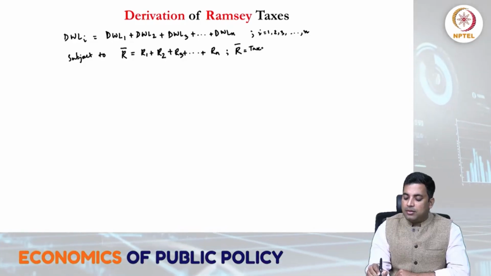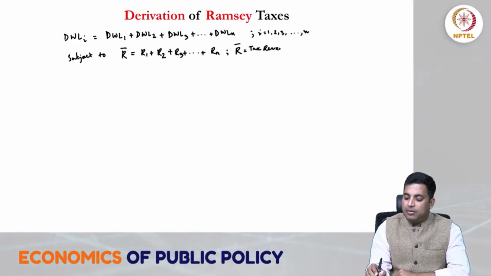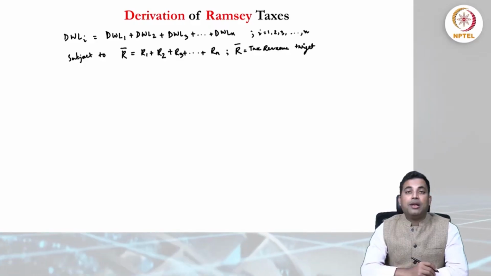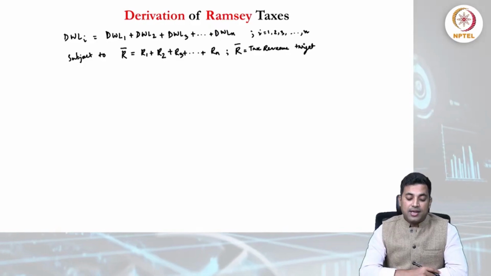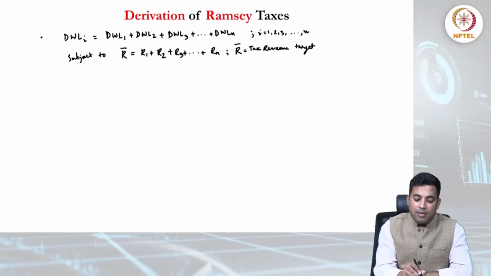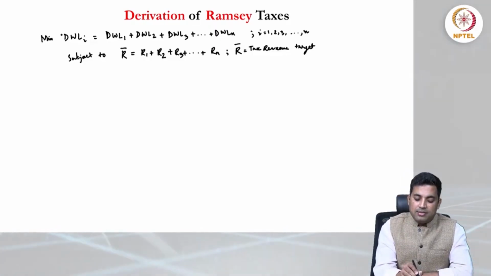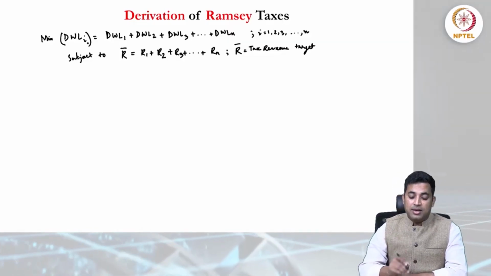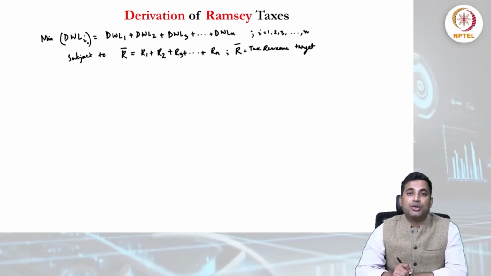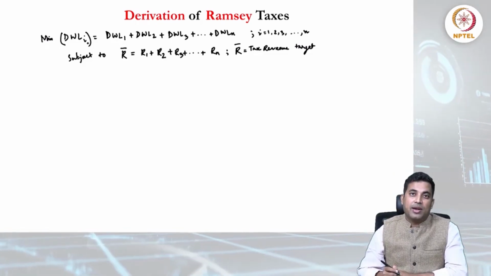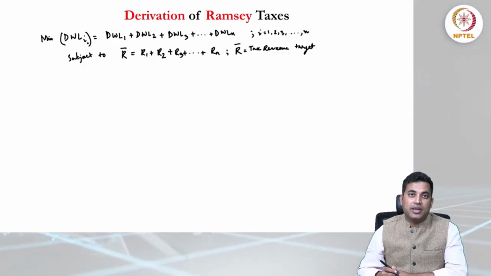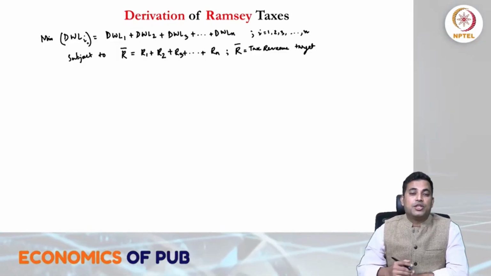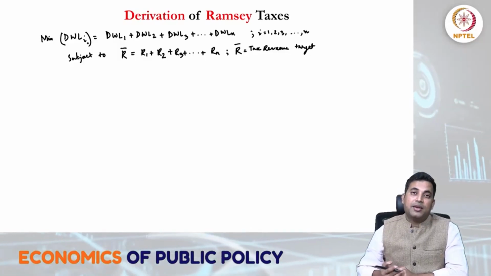Therefore, R bar is equal to the tax revenue target. So if we look at the definition of Ramsey's tax, basically we have to minimize the total deadweight loss in the society subject to the total tax target that the government is having. So that is the first formulation of Ramsey's taxes.